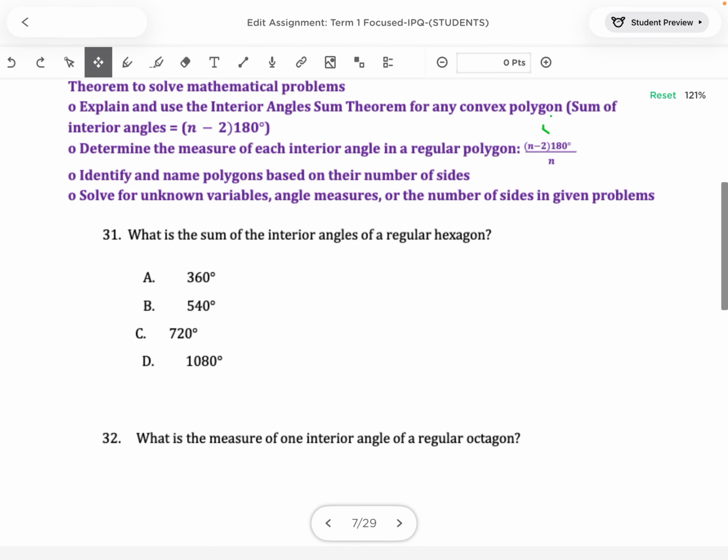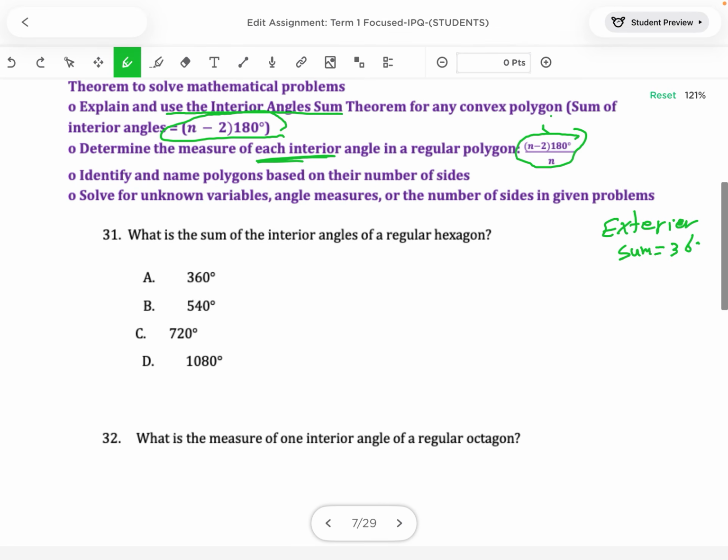Let us remember that when I find the sum of all interior angles, I have to use n minus 2 times 180. If I need one interior angle, it will be n minus 2 times 180 over n. If I'm talking about exterior angles, the sum is always 360.